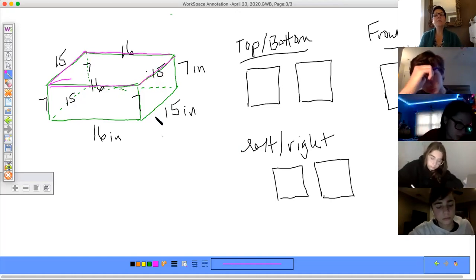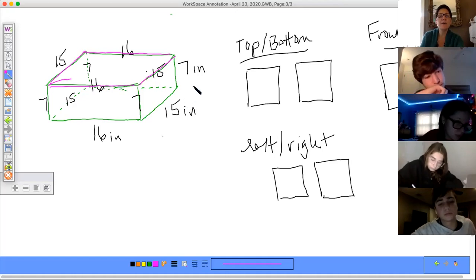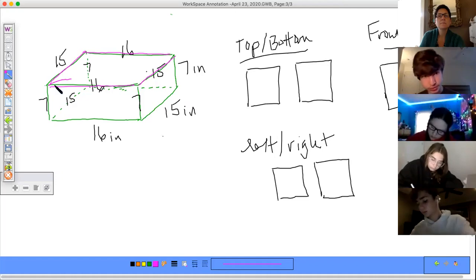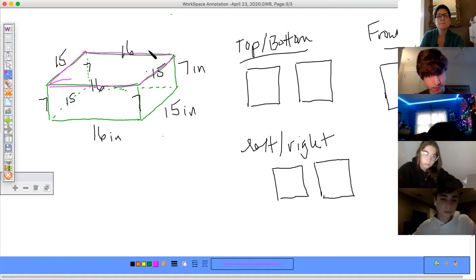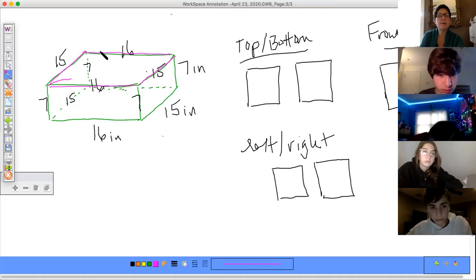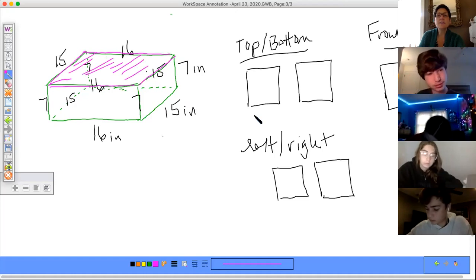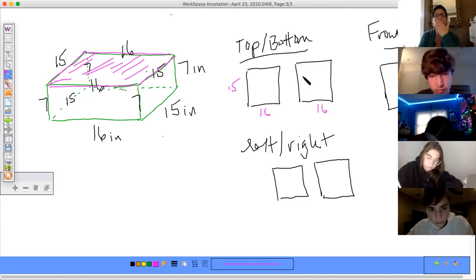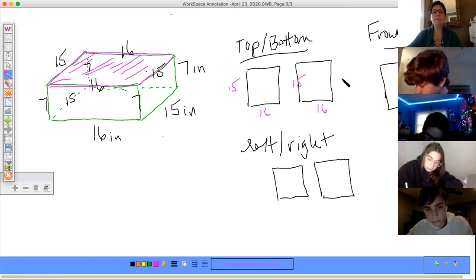What are the dimensions of the top of the box, Harrison? Look at the numbers that I have as I look at the top of the box here. 15 and 16. Yeah, so it's going to be 16 by 15, right? And this obviously is going to be the same thing because the top and the bottom are the same, right? Now I want everybody to do the dimensions for the front and the back and for the left and the right.